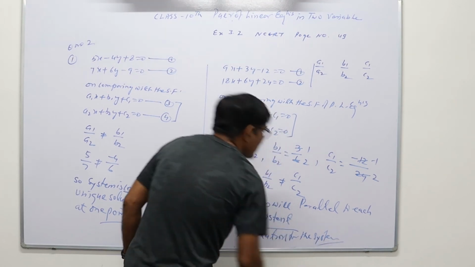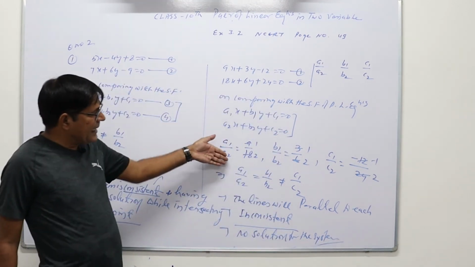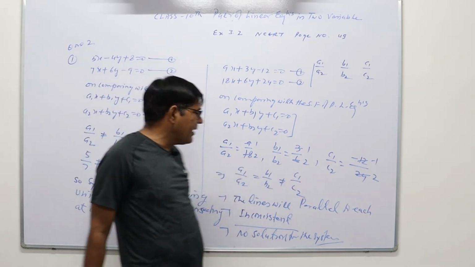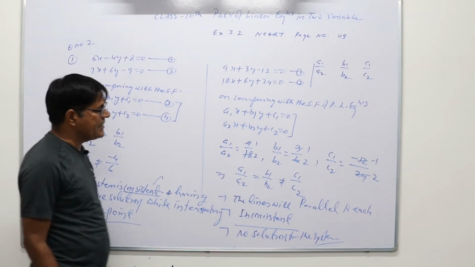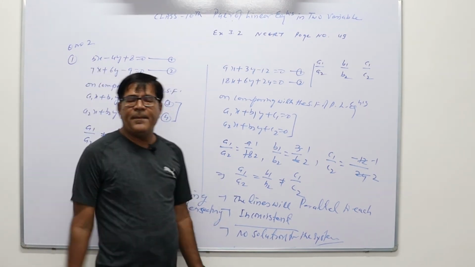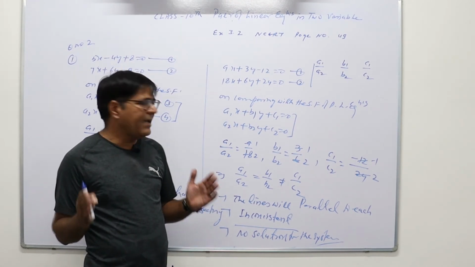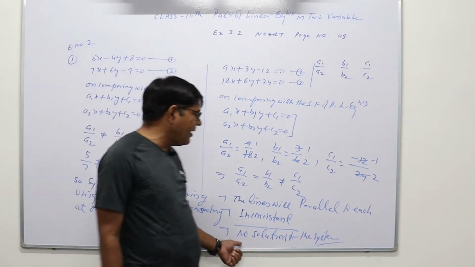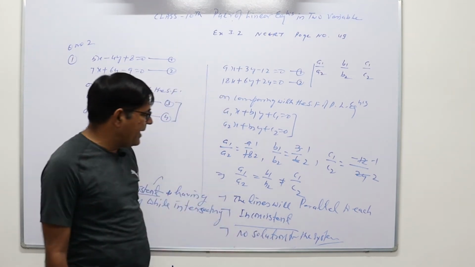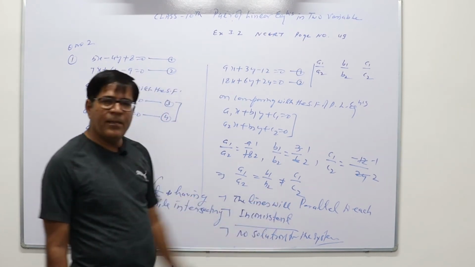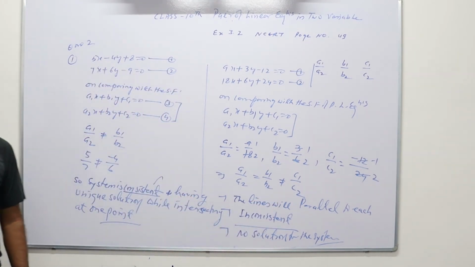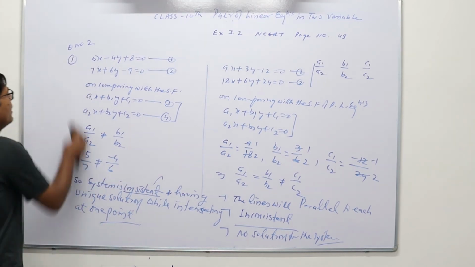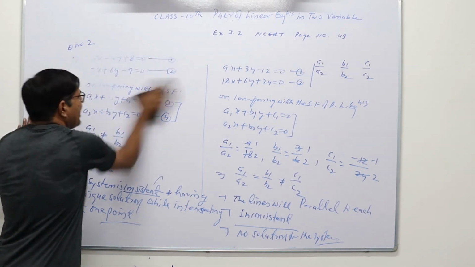So this we have to learn by this condition. If the condition is a1 upon a2 is equals to b1 upon b2 not equals to c1 upon c2, then the graphical representation is that the lines will be parallel. And if the lines are parallel, then till infinity they will never intersect each other. If they are never intersecting each other, it means there will be no solution. So the system will be inconsistent and there will be no solution. So in this way we can find the solution. Please pause the video and note down. Now the third part of this question.